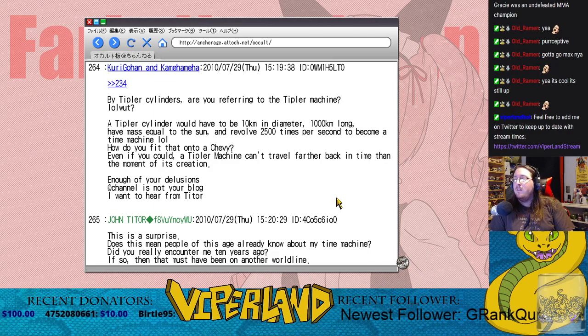By Tipler cylinders, are you referring to the Tipler machine? Lol, what? A Tipler cylinder would have to be 10 kilometers in diameter, 10,000 kilometers long, have mass equal to the sun, and revolve 2,500 times per second to become a time machine. Lol. How do you fit that into a Chevy? Even if you could, a Tipler machine can't travel further back in time than the moment of its creation. Enough of your delusions. @channel is not your blog. I want to hear from Titor.